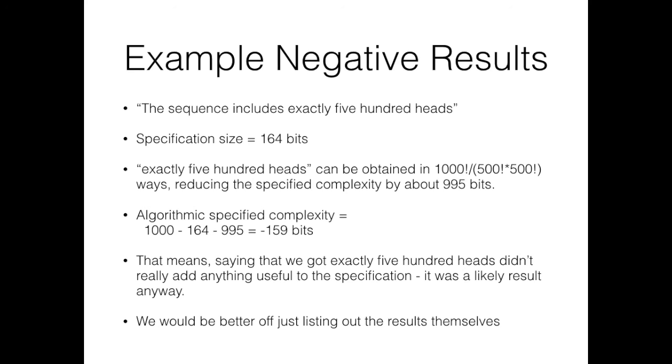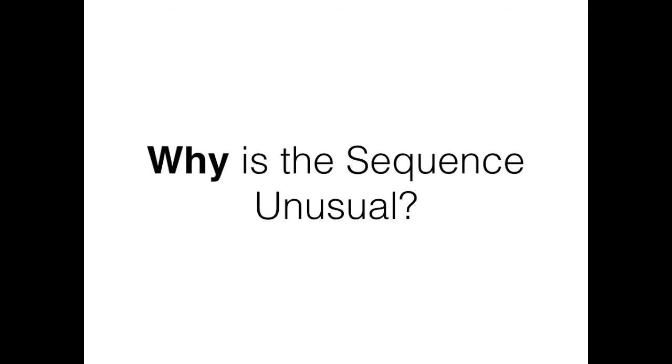That means that saying that we got exactly 500 heads didn't really add anything to the specification. It was a likely result anyway. We would have been better off just listing out the results themselves. So far we've talked about determining whether a sequence is unusual. But what a lot of people want to know is, why is the sequence unusual?